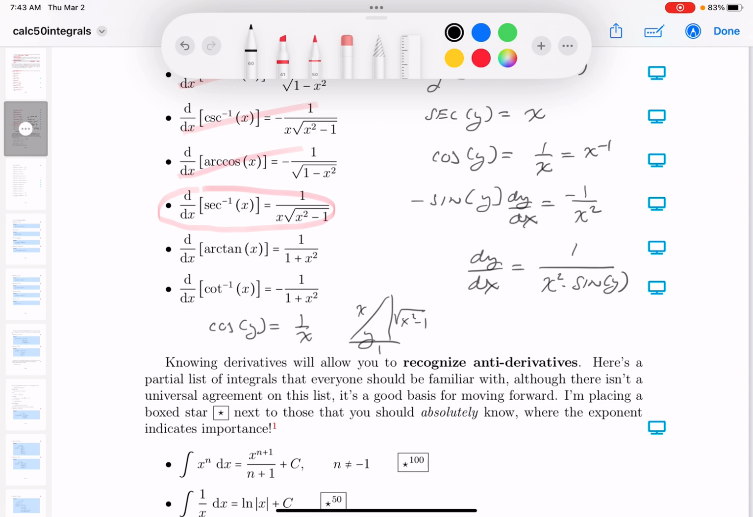So I'm ready to write that down. And what are you going to get? 1 over x squared times the sine of y. Looking at this picture over here, the sine of y is simply the root of x squared minus 1 over x. Let me simplify that. You get 1. One of the x's cancels, and then you get x times the square root of x squared minus 1. Are we getting the same answer? Of course we're getting the same answer. Thank you.